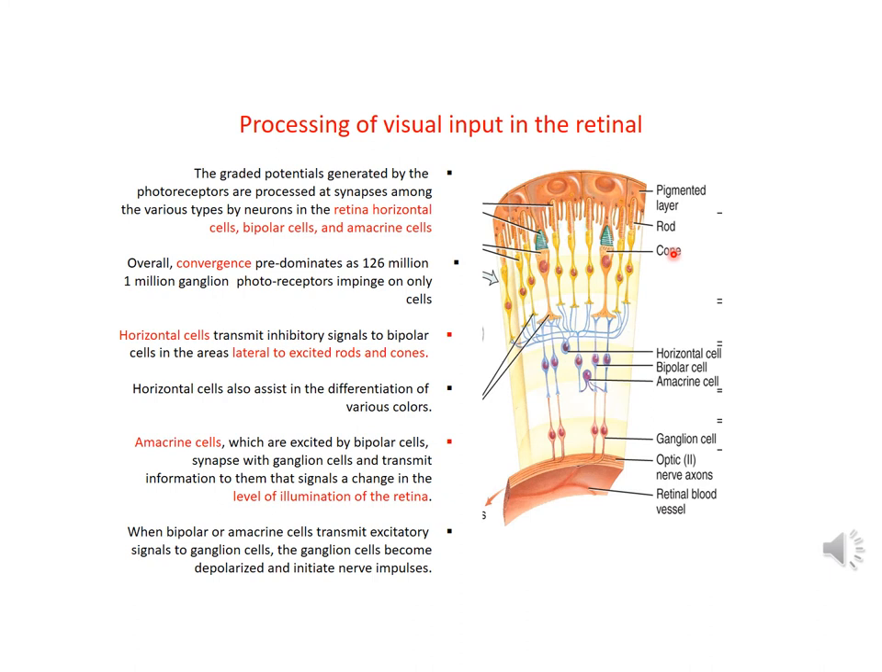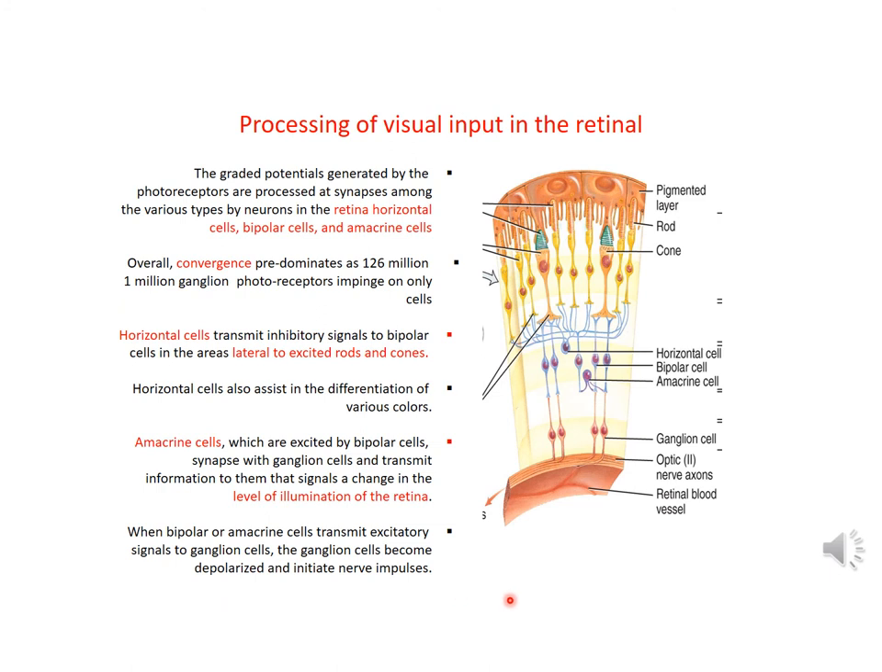While the cones are showing less convergence, especially the cones of the fovea centralis, there is 1-to-1. What's the meaning of 1-to-1? One cone synapsing with one bipolar cell, synapsing with one ganglion cell. So there is limited convergence for cones, while there is extensive convergence of rods. Convergence means a lot of receptors are going to synapse at the end with one ganglion cell. More with rods, less with cones.